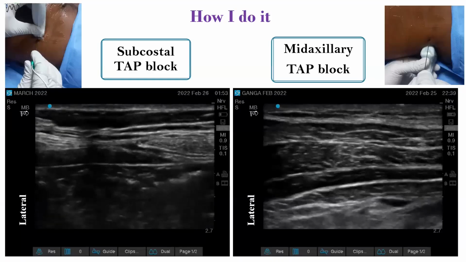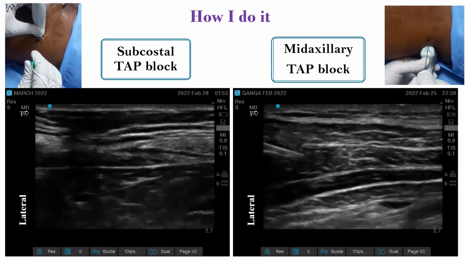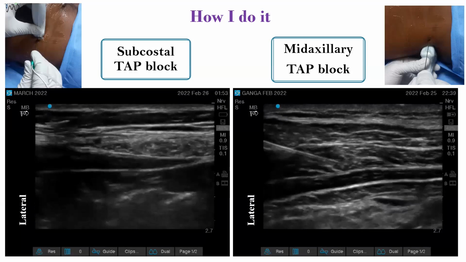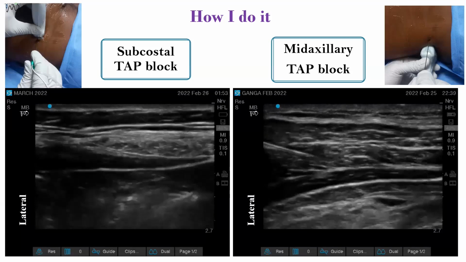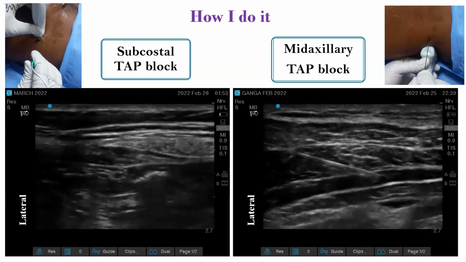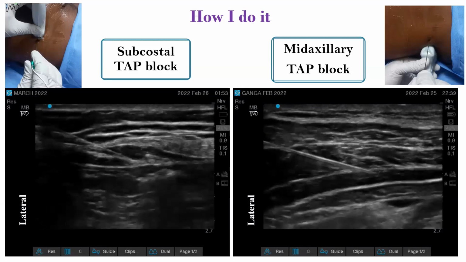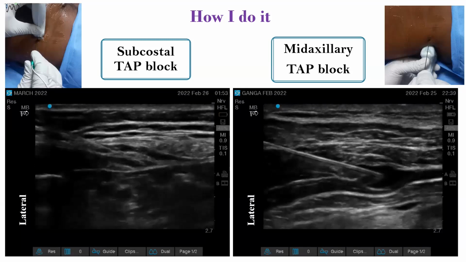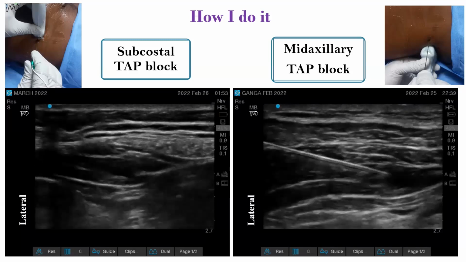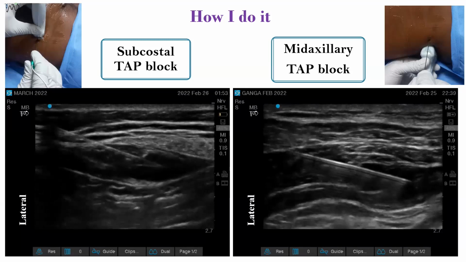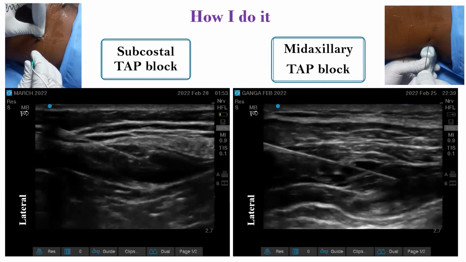The needle is inserted either from lateral to medial or medial to lateral direction, and the tip is placed between the internal oblique and the transversus abdominis muscle, and 15 to 20 mL of local anesthetic is injected. It is performed either unilaterally or bilaterally according to the indication and the surgery.